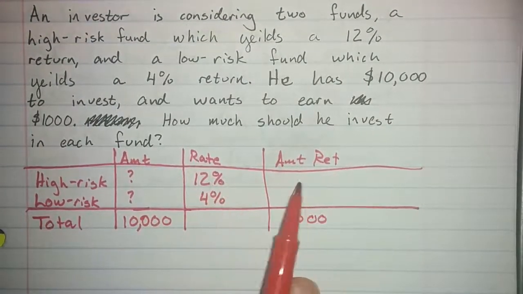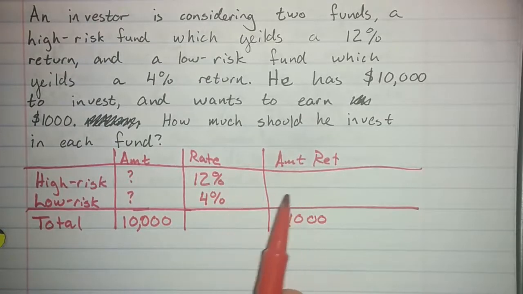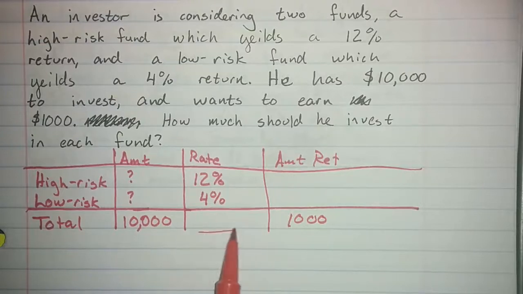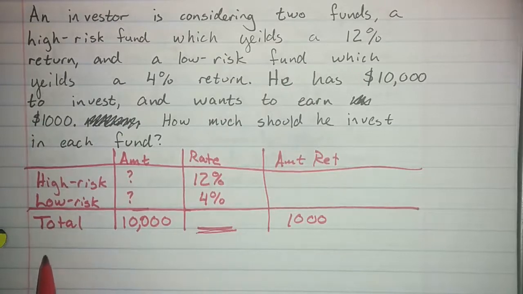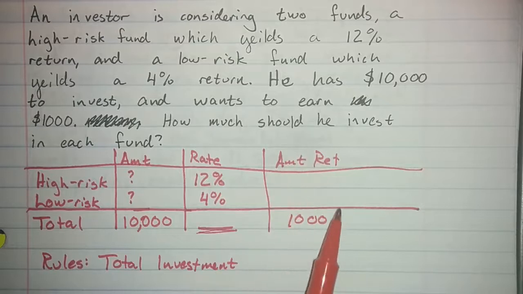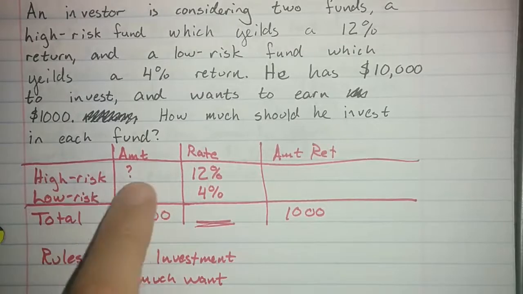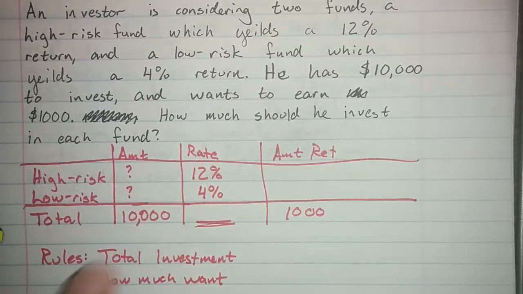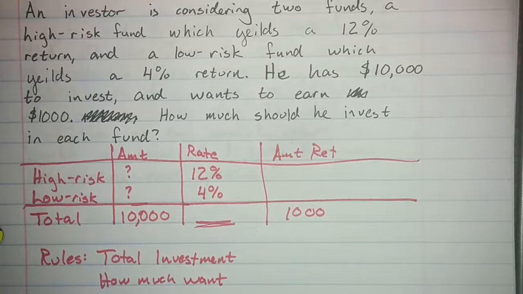Right, notice I put these in separate columns because they're different kinds of information. If we had a rate of return for the total investment, that would go here. Maybe we'll figure that out at some stage. Maybe we won't. All right, so what are our rules? Well, the first rule is about our total investment. And the second rule is about how much return we want. And our unknowns, again, are how much we should invest in the high risk and how much we should invest in the low risk. I think we understand this problem pretty well.